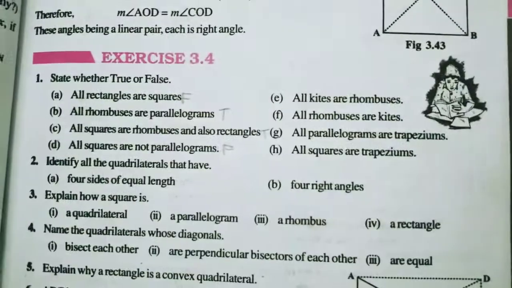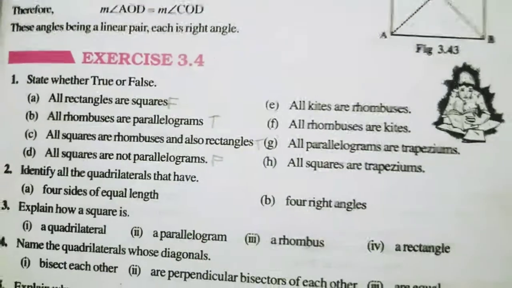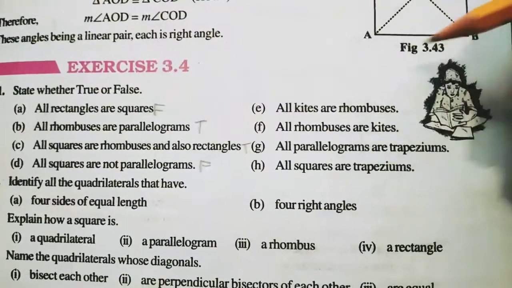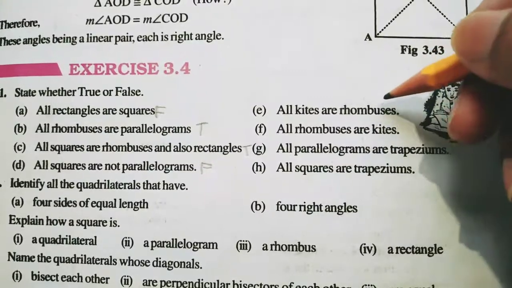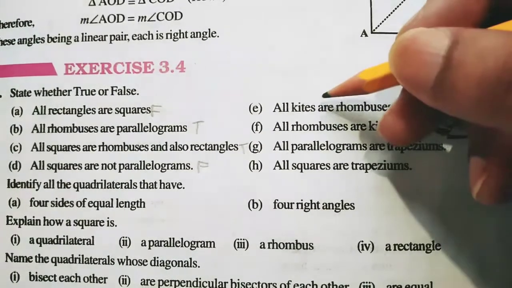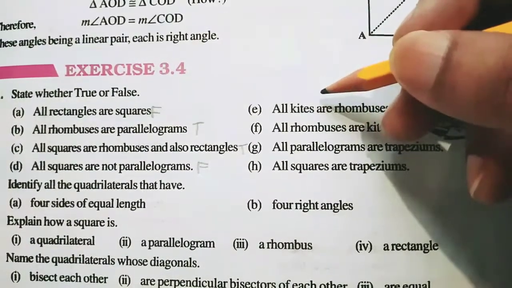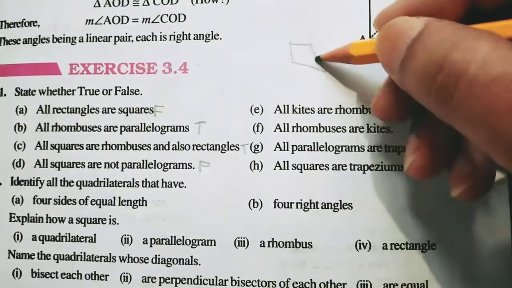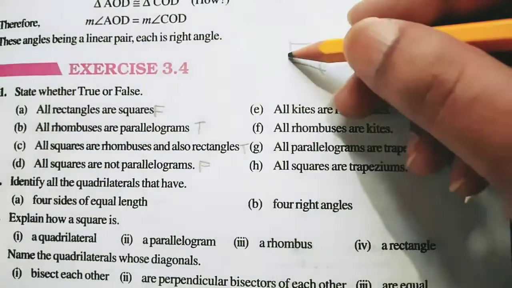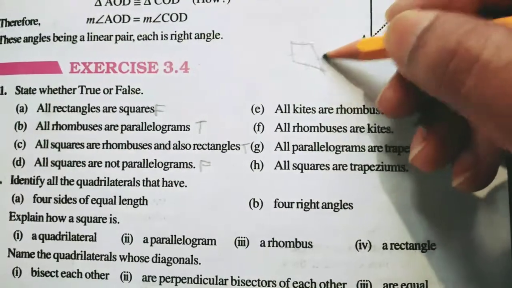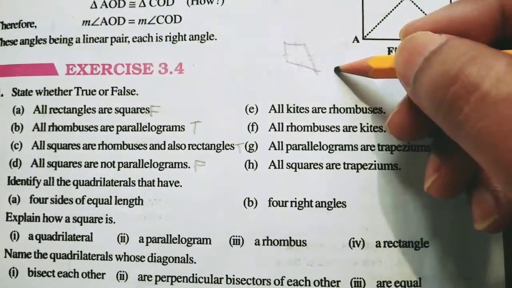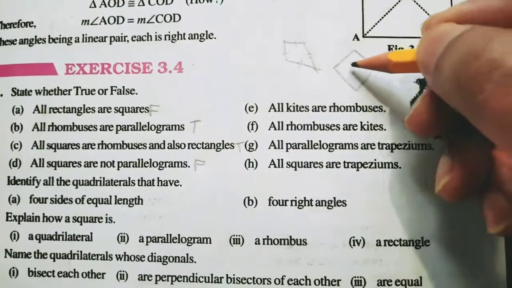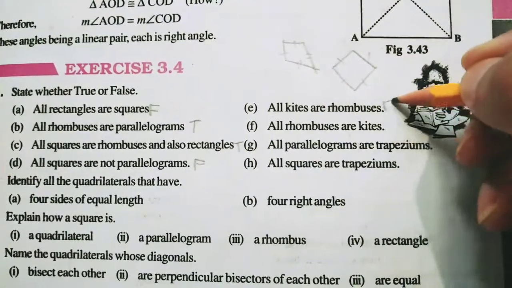Okay, now all kites are rhombuses. Now say about the kites. You have seen the kite. So all kites are rhombuses? No, because in kites the adjacent sides are equal and the other sides are not equal, like this. Okay, like this kite. But what is a rhombus? So see, this and this are equal, but this and this are not equal. But in a rhombus, like this, all equal. That's why it is false.